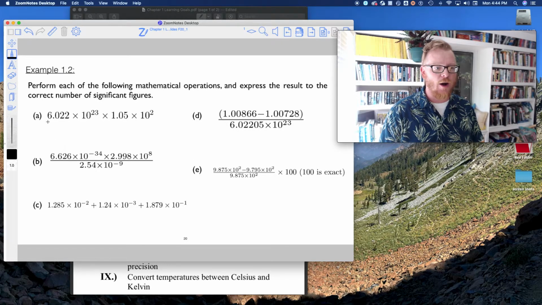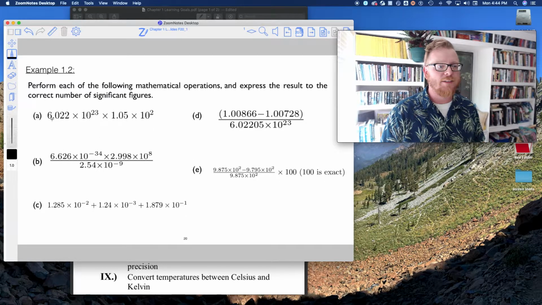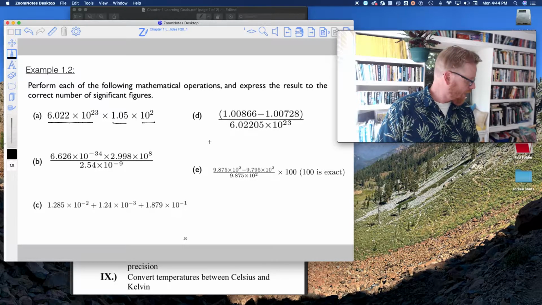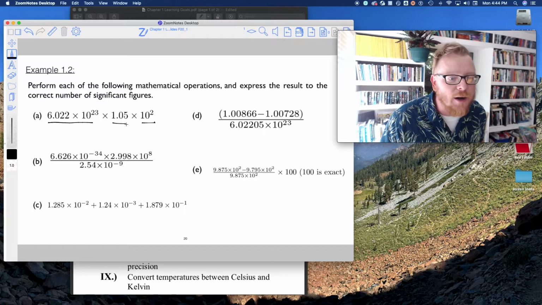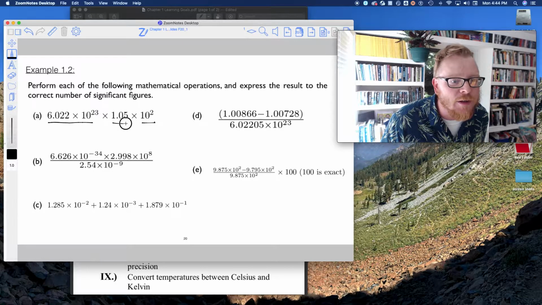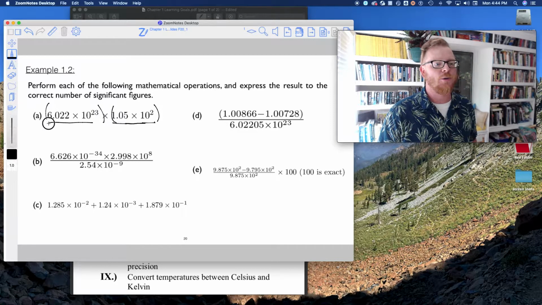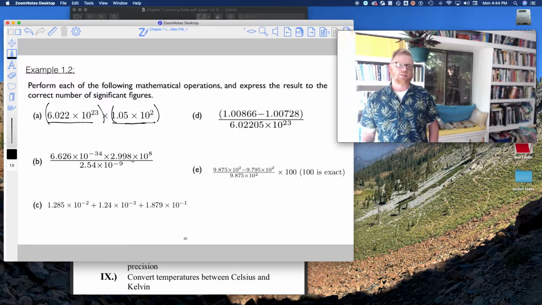And so here, part A, we've got 6.022 times 10 to the 23. So that's one number, times 1.05 times 10 to the 2. Okay? So now, how many sig figs do we have? Sorry, I'm confusing myself. I should have put parentheses around this. So you should interpret this as 1.05 times 10 to the 2 times 6.022 times 10 to the 23.